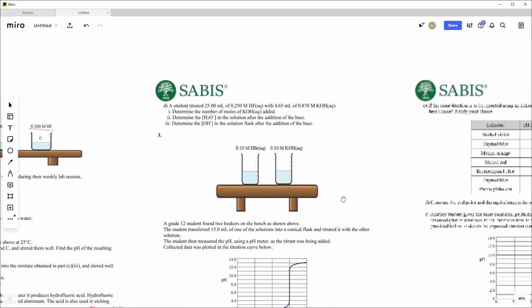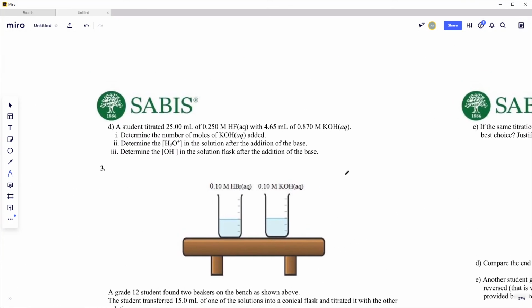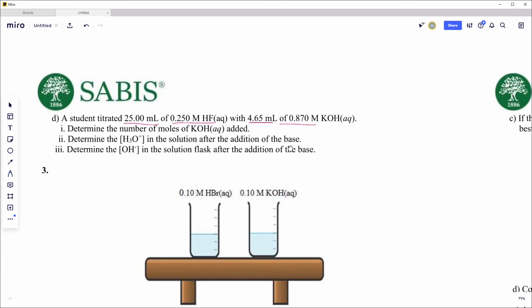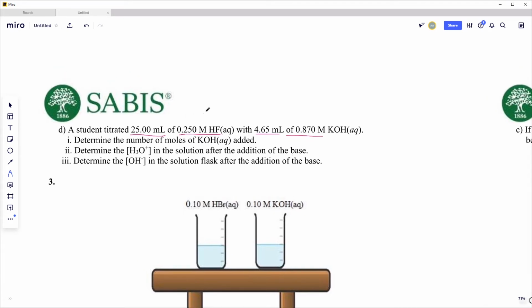So what's the next one? The next one is D. So a student titrated, and we're given volumes now. They titrated this volume with this concentration of HF, with this volume and this concentration of KOH. So very easily you can get the number of moles for both of them. They're asking the most basic question: the number of moles of KOH. You're given both of these.